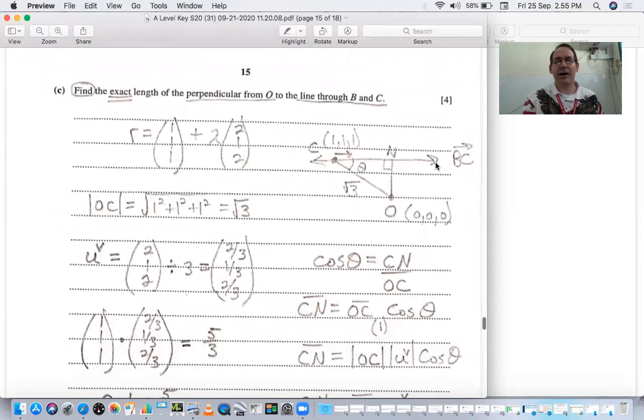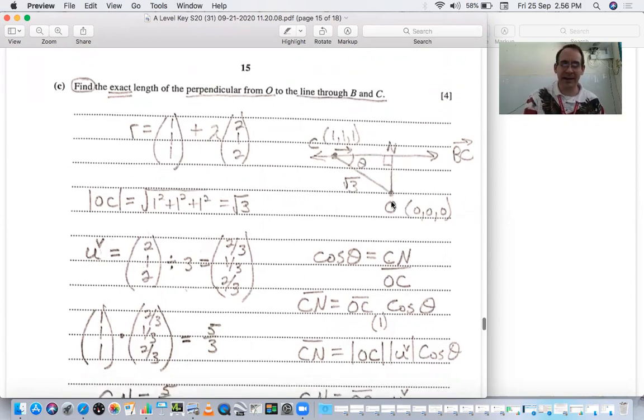So I draw out a little picture here. Here's the line BC. Here's my point C, point 1, 1, 1. Here's the origin 0, 0, 0. And I want to find the straightest, shortest distance between the origin and the line. So I'm going to call that N for normal because it's perpendicular.